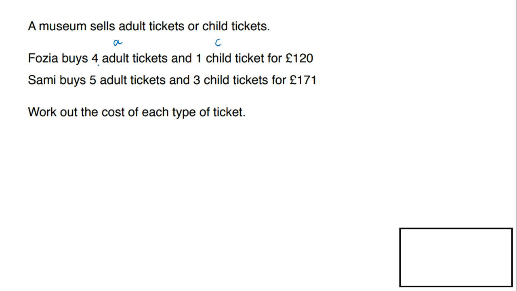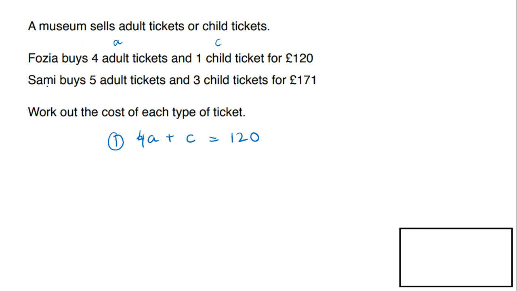First of all, it says 4 adult tickets, which means 4A, and 1 child ticket, which means 1C, for 120, which means all of those is equal to 120. If I add up the 4A with 1C, I should be getting 120. So I'm going to write down my first equation: 4A plus 1C, which could also be written as just C, 4A plus C equals 120.